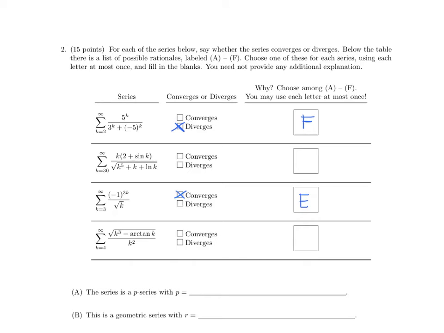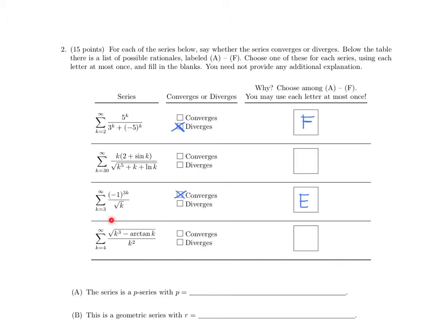Now, looking at both of these, neither of them looks like a p-series, like saying this series is a p-series or this series is a geometric series. So already A and B are really not going to be on the table. What we're looking at is the direct comparison test and the asymptotic comparison test. Now, let's see what we're working with. It looks like really either one could work for us.